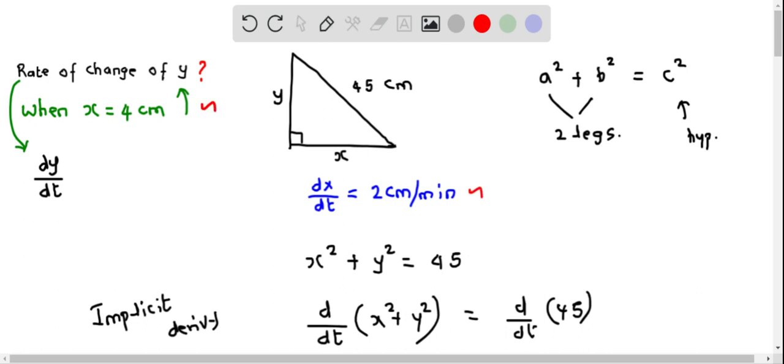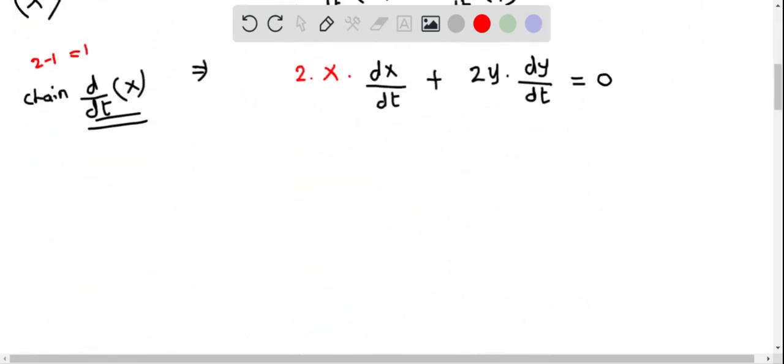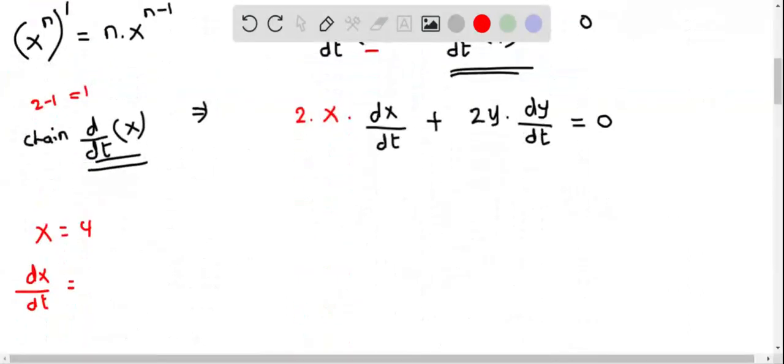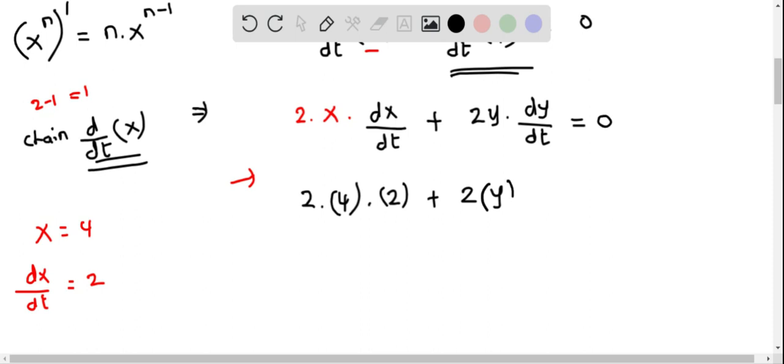Let's substitute into this equation. I replace x equal to 4 and dx over dt equals 2. When I do that, I get 2 times 4 times 2 plus 2 times y times dy over dt. I don't have the y information yet. We will find it, and then we have to find dy over dt. So let's see how to find this y.